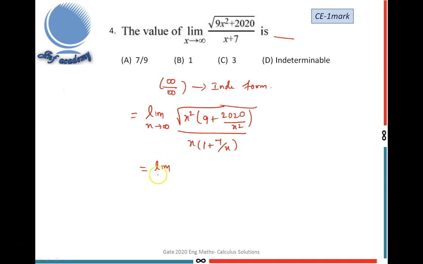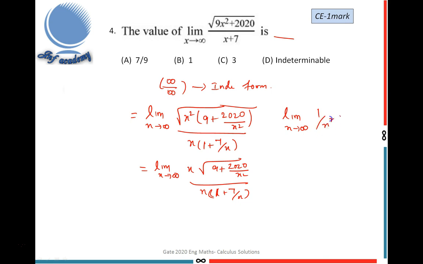Next, limit x tends to infinity of x square root of 9 plus 2020 by x square, divided by x into 1 plus 7 by x. The x cancels, and limit x tends to infinity.